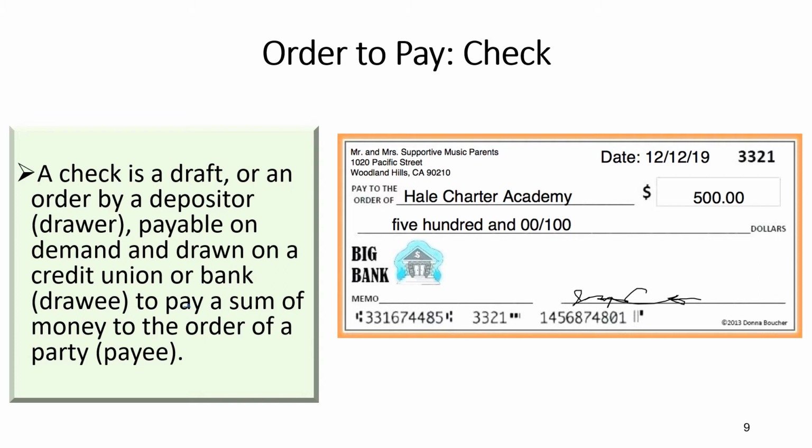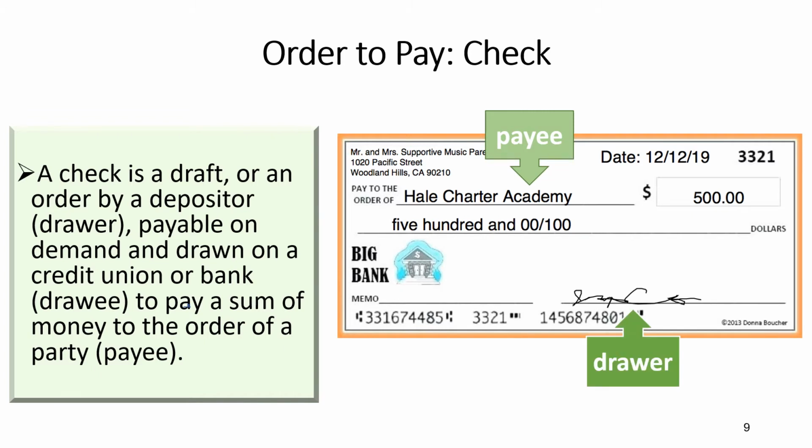So let's look at our check. Mr. and Mrs. Supportive Parents have written this check that says pay to the order of Hale Charter Academy $500. So we've got the parents who want money to be paid to Hale Charter Academy. Who are they directing to make the payment? The bank. And the bank is going to pay Hale Charter, who's the payee. Who's the drawer? The parents, and they're going to sign it because they're the ones giving the order. And who is being directed to release the funds? The big bank, which is the drawee.